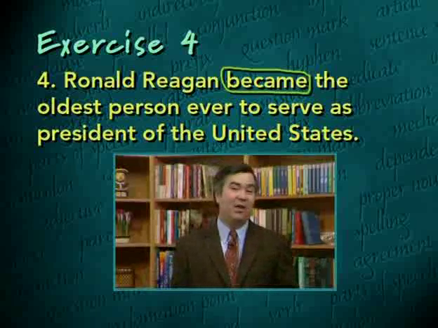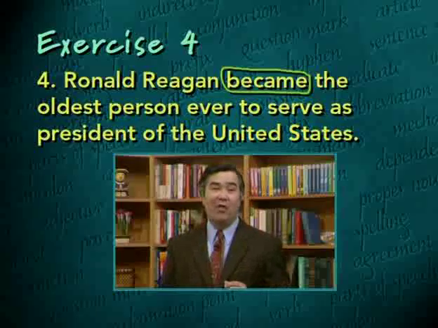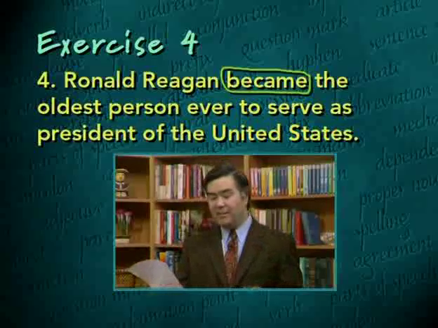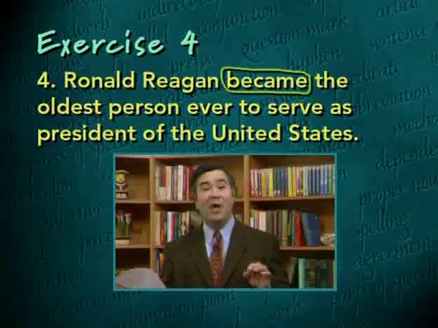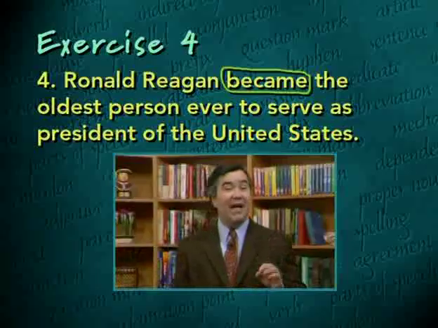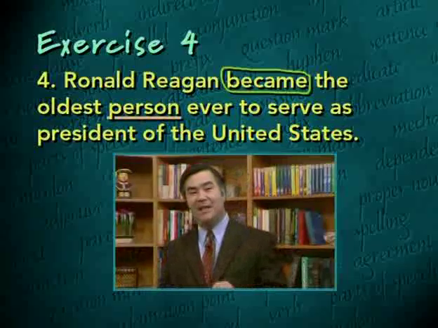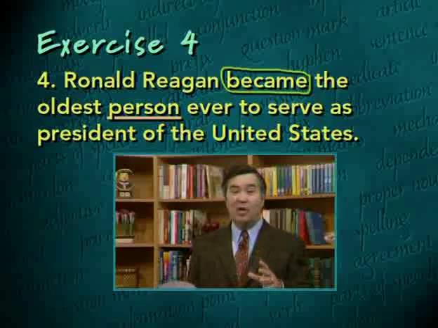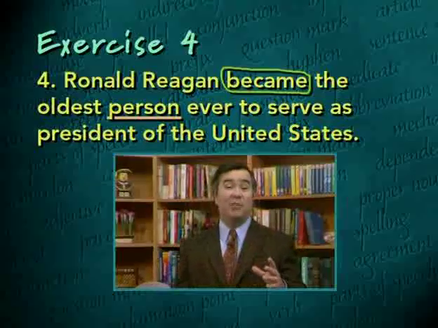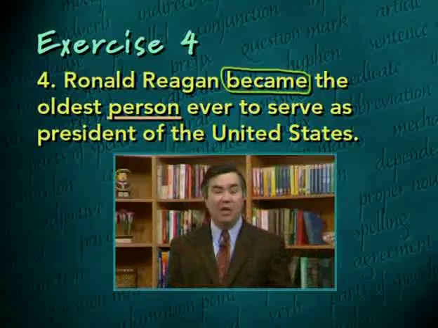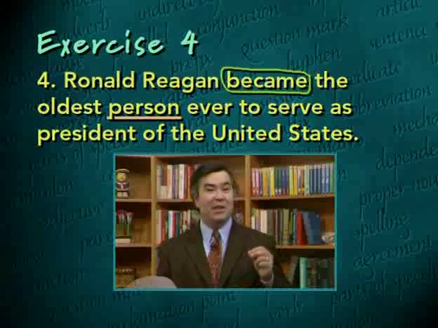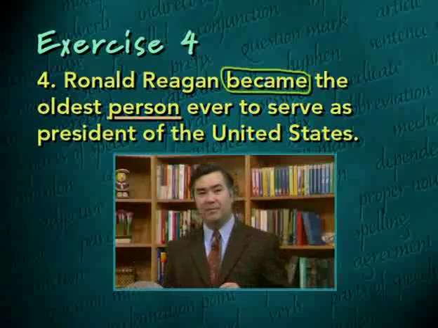Once again, the linking verb, even though it's not, in this case, a form of the verb to be, is being used almost as the equivalent of the verb to be. And what was Ronald Reagan? Well, he was the oldest person ever to serve as President of the United States. The noun person is the subject complement in this particular sentence. And all the other words that follow the verb there serve to give more information about exactly what kind of person, the oldest person, and so on. So in this particular sentence, the linking verb is became, and the subject complement is the noun person.